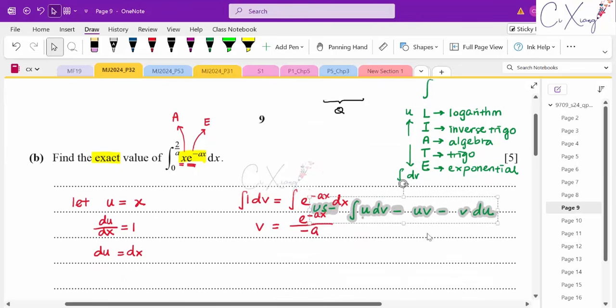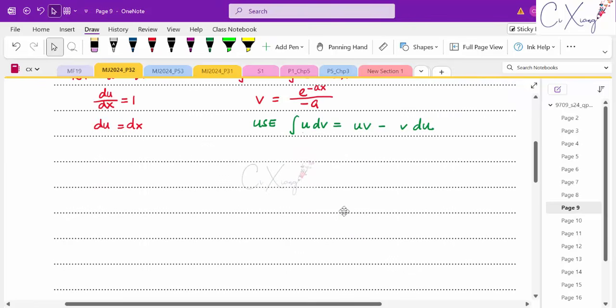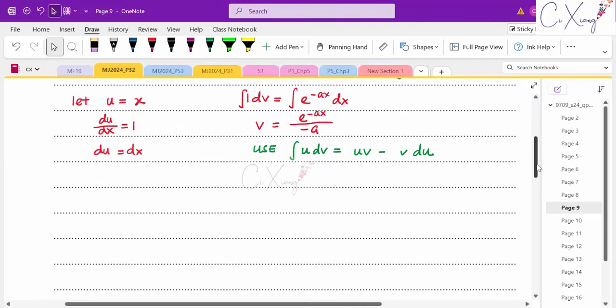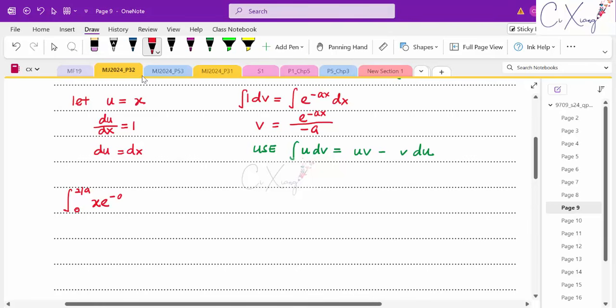I bring it down here for easier reference. Let's start now. My original question is the integration from 0 to 2 over a of x e negative ax dx. Before we start the integration, we need to know that our final answer must be in exact value. So later when you simplify everything, simplify it in fraction form, or the e form or pi form.